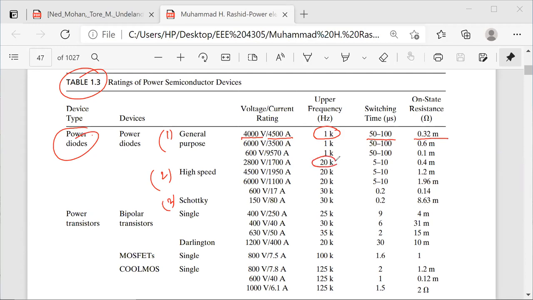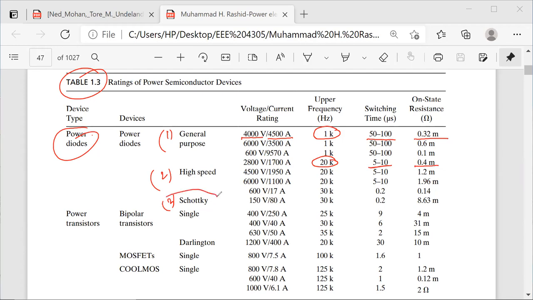So look here, the switching frequency is 20K, that means 20,000 times you can turn on and off per second. And switching time is also very low. And your on-state resistance is 0.4 milliohms.